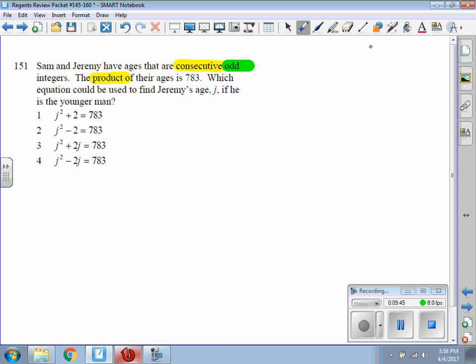Which equation could be used to find Jeremy's age, J, if he's the younger man? So we know that Jeremy equals J. Jeremy's being represented by the variable J. That's what all the J's mean in our answers. All right, well, we also have Sam.